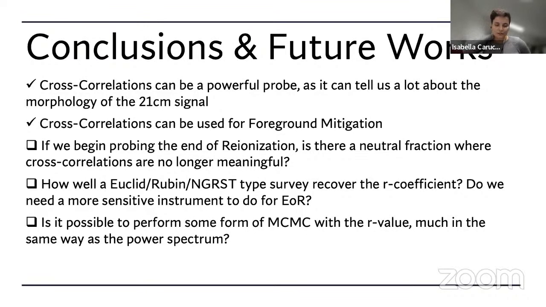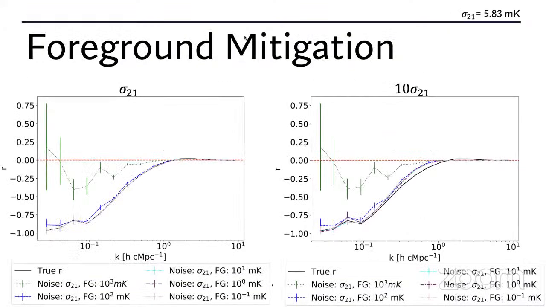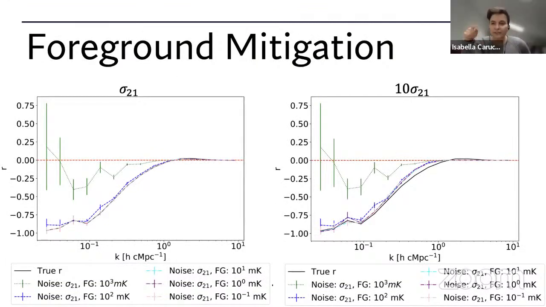When you show the level of the foregrounds, are you assuming that you actually do the simulation and remove the foregrounds, or is this 10 to the 3 millikelvin to the 2 millikelvin an injection of foreground? It's an injection of foreground. It's because the bandwidth used here is only about 8 megahertz, and so obviously GMCA and FastICA perform not so well on it.